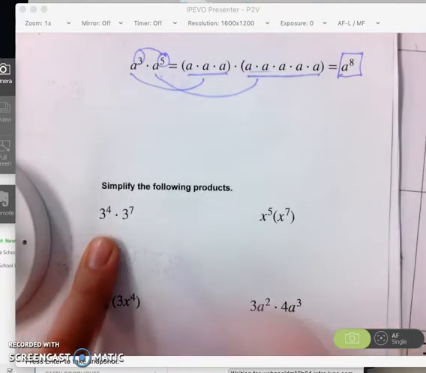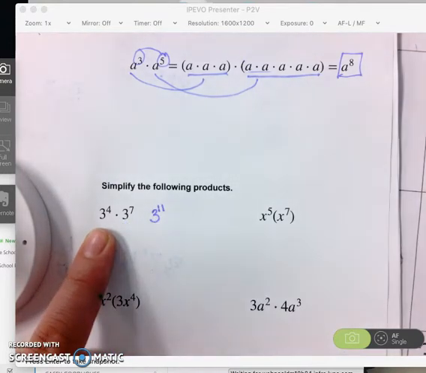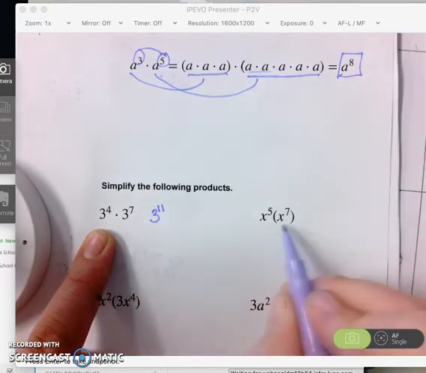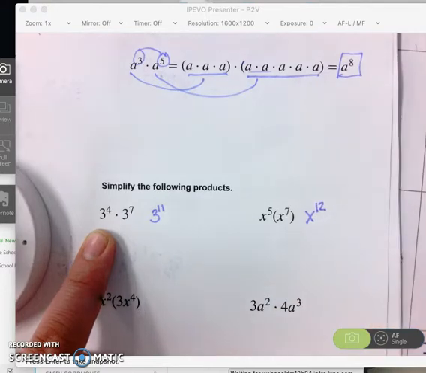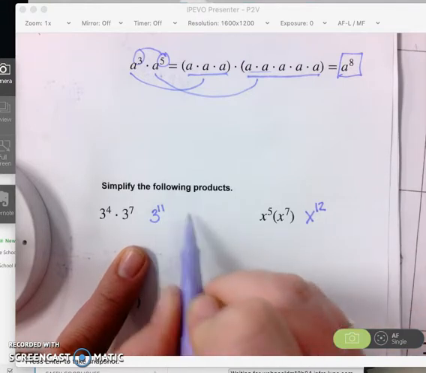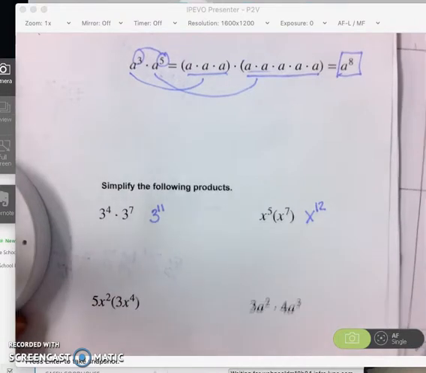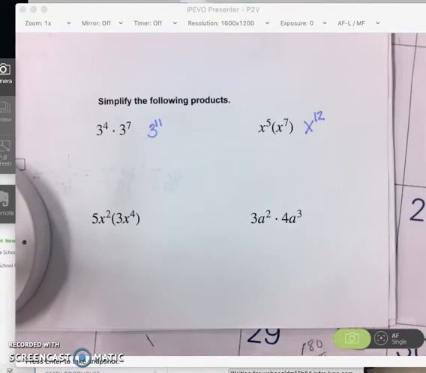Simplifying 3 to the 11th power. So we only have one base. X to the 12th. This one is simplified all the way down. This 3, I could solve and do 3 times 3 times 3 times 3 times 3 times 3, which I don't want to right now. We could put it in a calculator if I really wanted to.